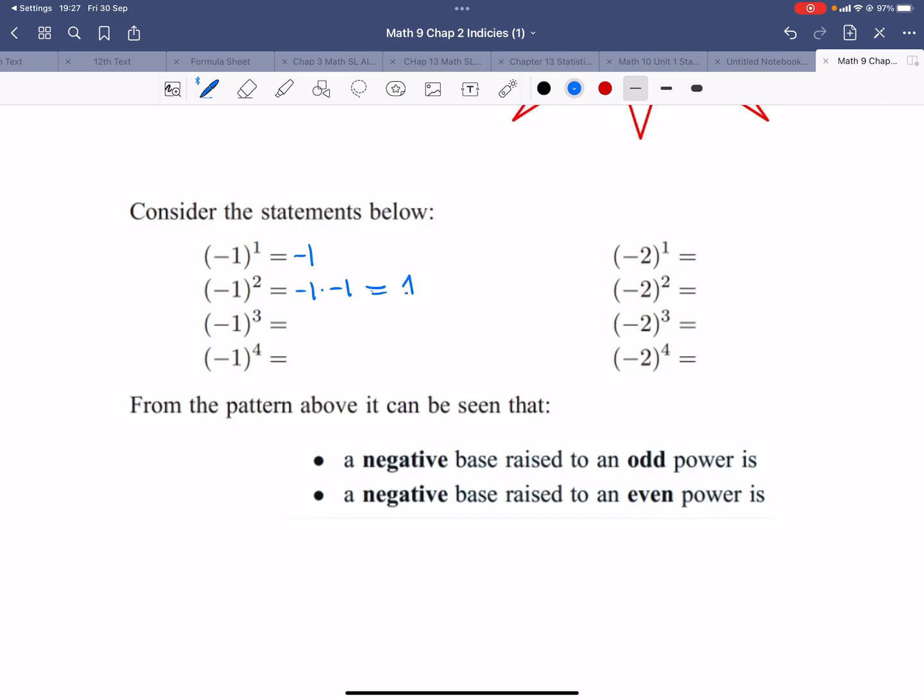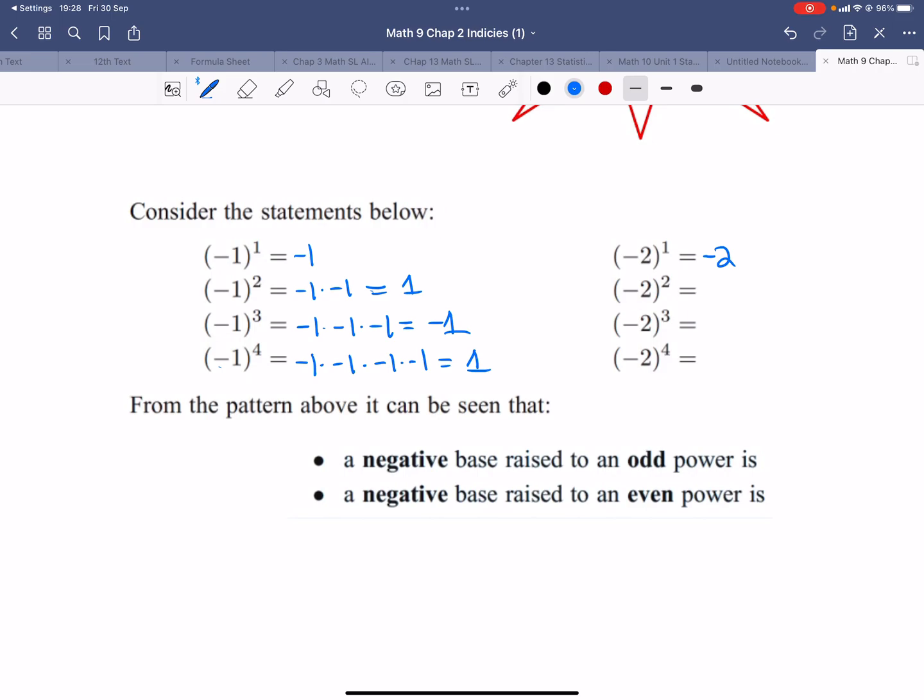So that's positive 1. Negative 1 to the third is negative 1 times negative 1 times negative 1, which gives us negative 1. And then negative 1 to the fourth is negative 1 times negative 1 times negative 1 times negative 1, which gives us positive 1. All right, so if we look at this, let's go into the 2's too.